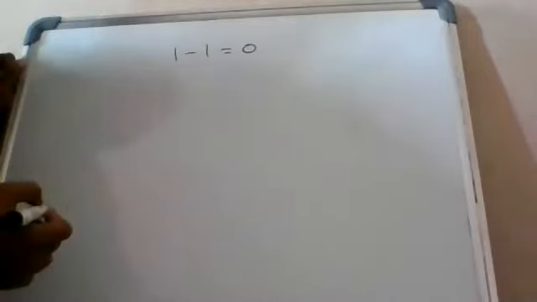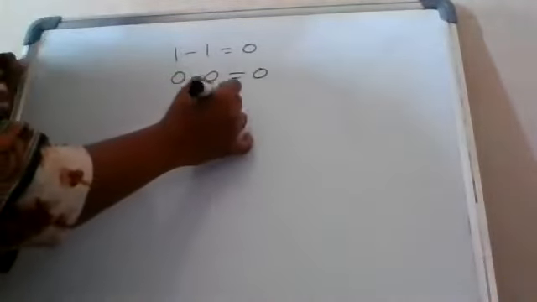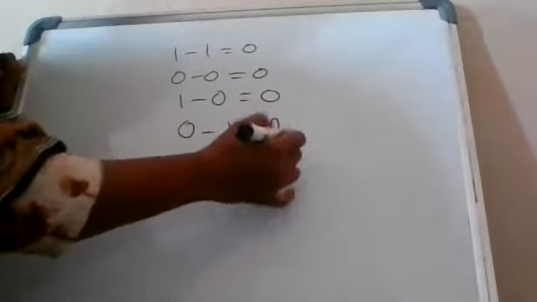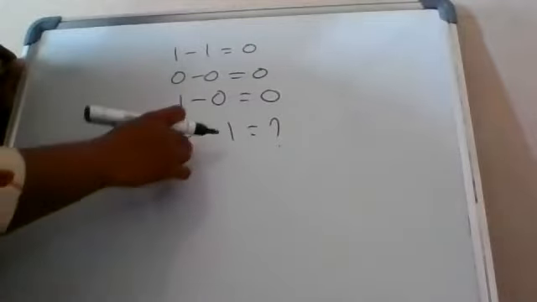In binary subtraction also: 1 minus 1, 0. 0 minus 0, 0. 1 minus 0, 1. 0 minus 1. So for this, we take the borrow.